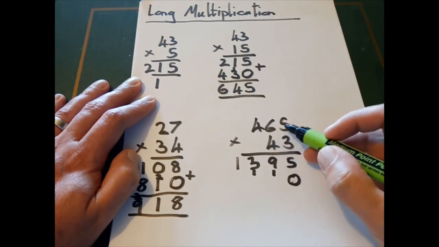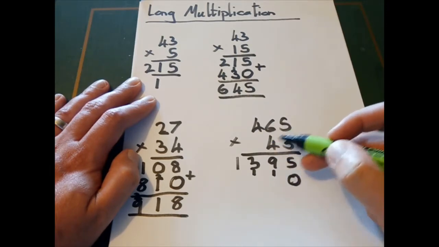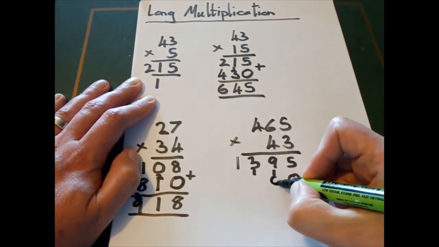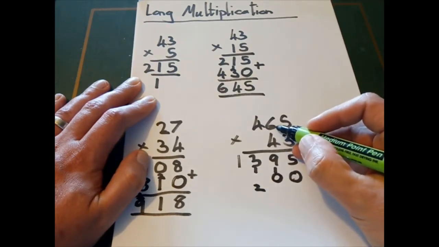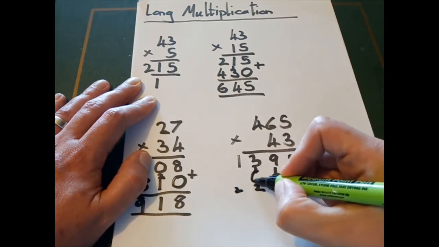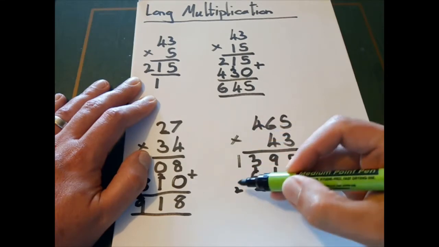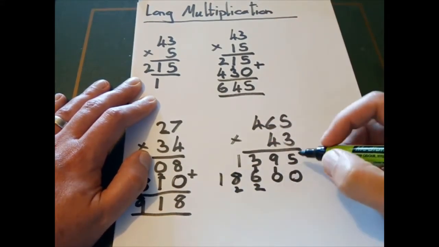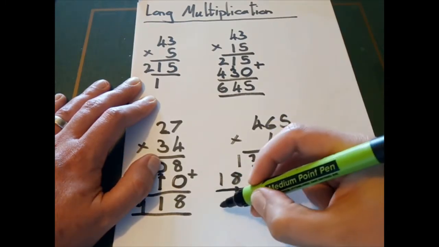Then we have a look at 4 times 5. Remember, it's not actually 4 times 5, it's 40 times 5 because we've moved our place value along. So 4 times 5 gives us 20. 4 times 6 gives us 24. And the extra 2 puts us at 26. 4 times 4 is then 16, plus the 2 gives us 18. We've got a lot of numbers here. Now we need to total them up.